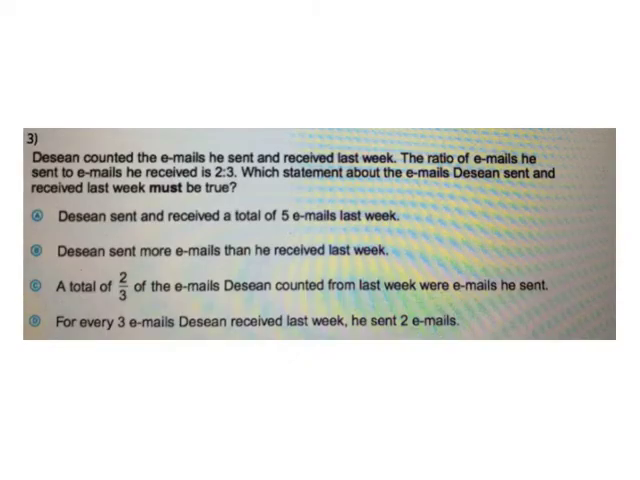This problem is particularly tricky. I would highly recommend that you annotate every part of the question and make a ratio table or some sort of model in order to help you answer it. Go ahead and answer the question and come back when you're done.